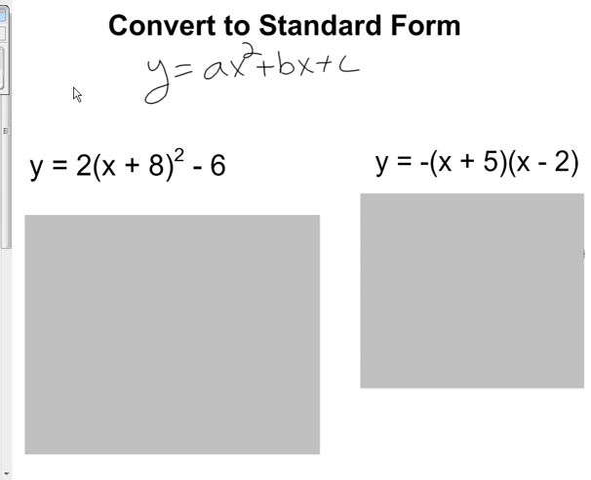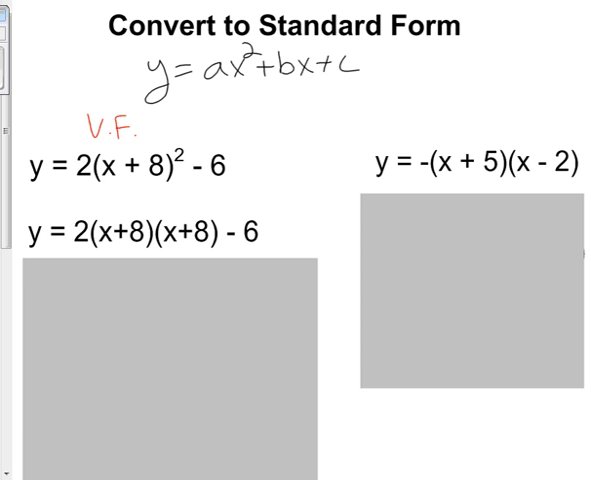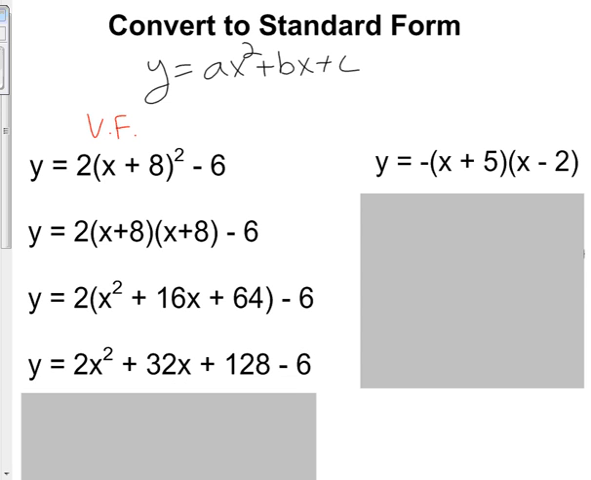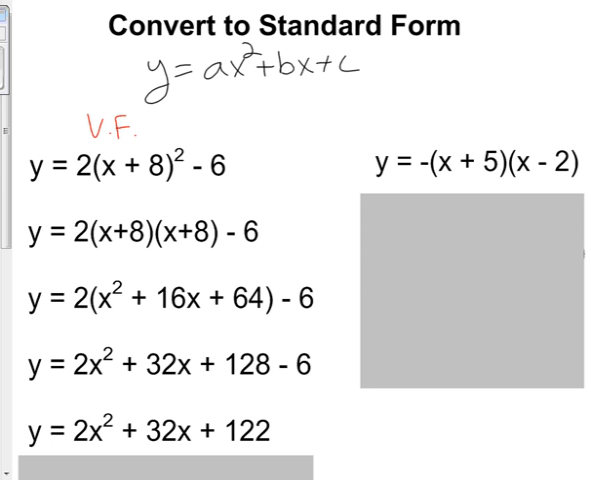So for example, if we are in vertex form, all you would do is multiply those parentheses out. So the x plus 8, make sure you split that up. You'd FOIL that out to get x squared plus 16x plus 64. Keeping order of operations, you then multiply the 2. You distribute that 2 to everything in the parentheses. And then you just combine the 128 and the 6. And you'd end up with your standard form quadratic.